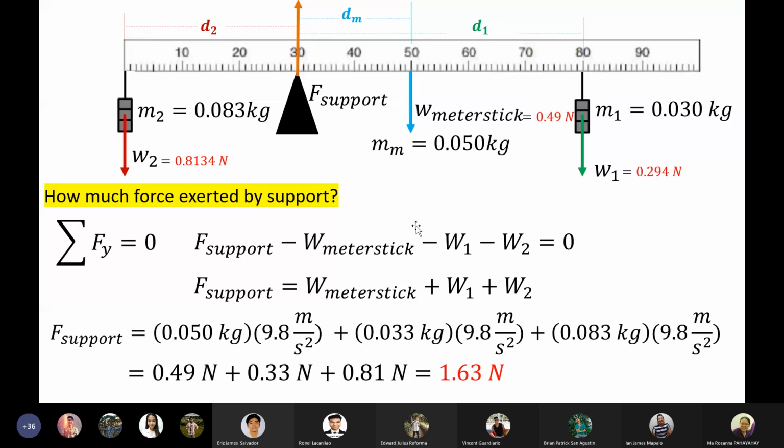So, it will be just like this. And if we substitute the given, that will be the given for the meter stick, the given for weight 1, and the given for weight 2. So, the weight of the meter stick is 0.49. The weight of 1 is 0.33 Newton, and the weight of weight 2 is 0.81. So if we add these, that is 1.63 Newton, which is the sum of all the forces that are going downward. Okay, so that is the idea.